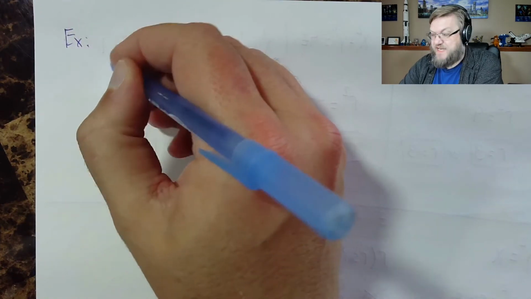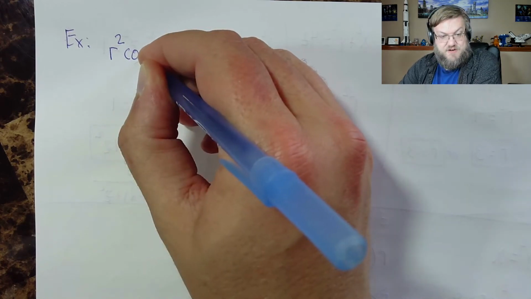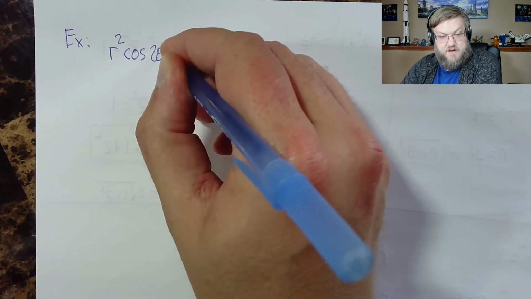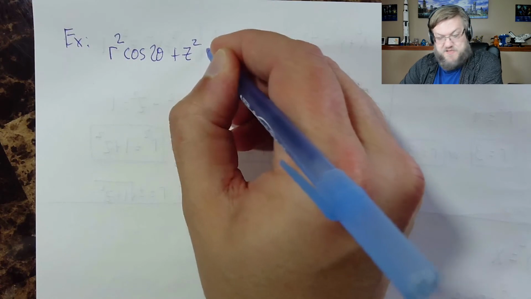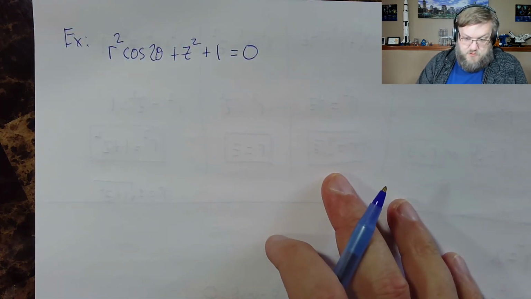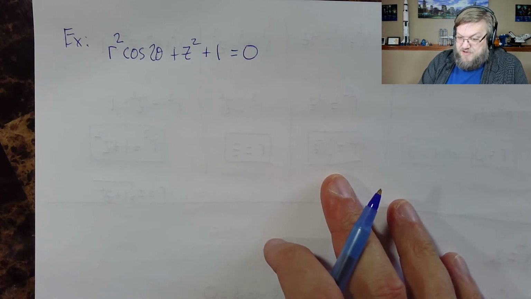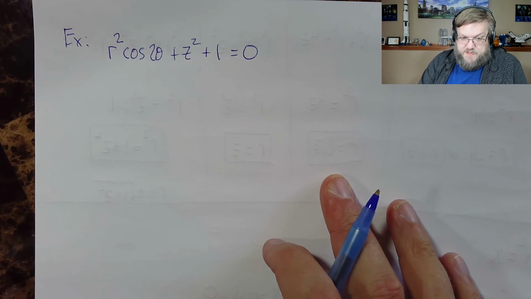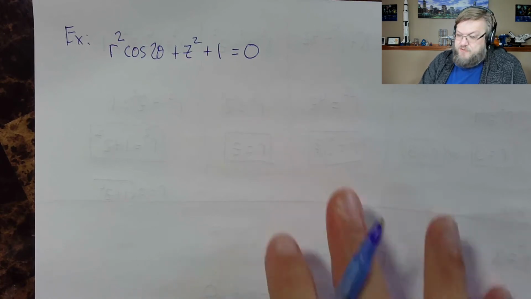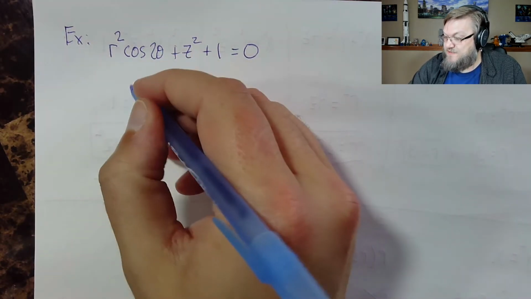So now, suppose I give you this in the cylindrical world. R squared cosine of 2 theta plus z squared plus 1 equals 0. Okay, so that is a cylindrical equation. It has r's, thetas, and z's in it. And I want to work with that, but I want x's, y's, and z's. Right? I want to convert this to rectangular.